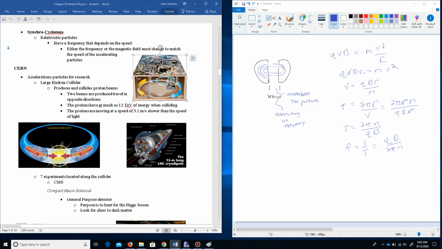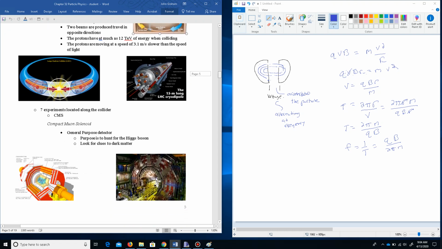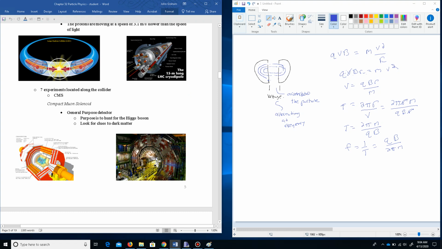These protons can have as much as 12 TeV of energy when colliding, and the protons are moving at speeds of 3.1 meters per second slower than the speed of light. So it's still moving really fast. Still not as fast as the speed of light though. So this is another little picture of them zooming around and colliding.